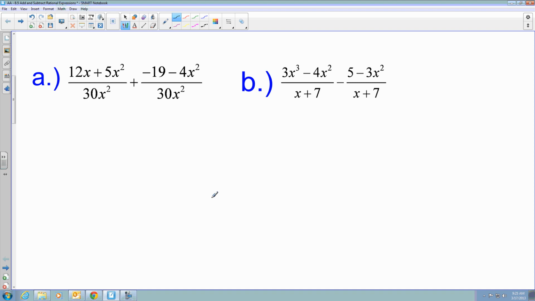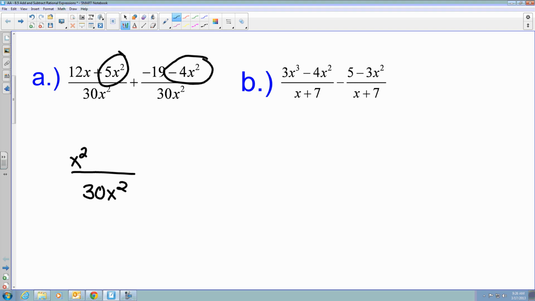So again, like I said, we're going to leave the denominator alone, so it's going to be 30x squared. We know that for sure. And we get to add the numerator. But when we're adding the numerator, we must only add like terms. So I have 5x squared plus negative 4x squared. Combining those two together, I'm going to get x squared.